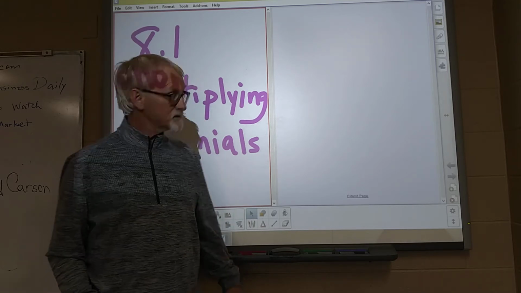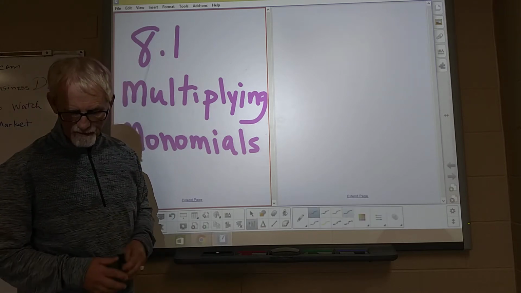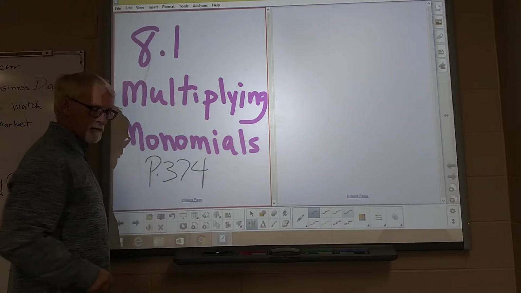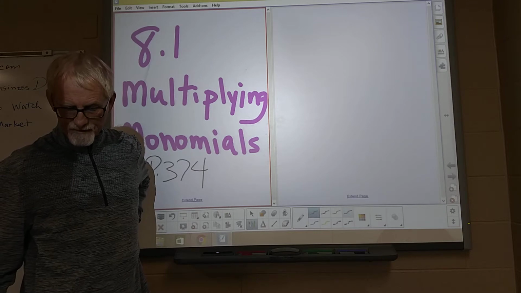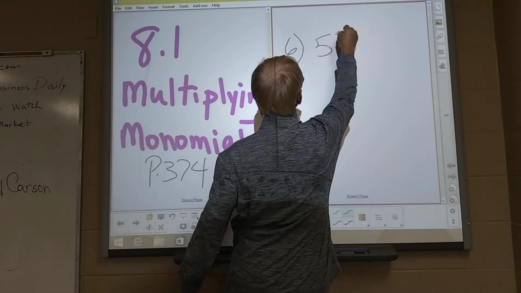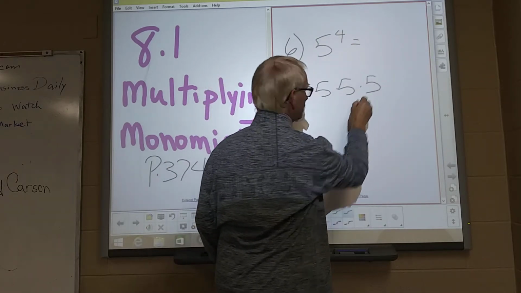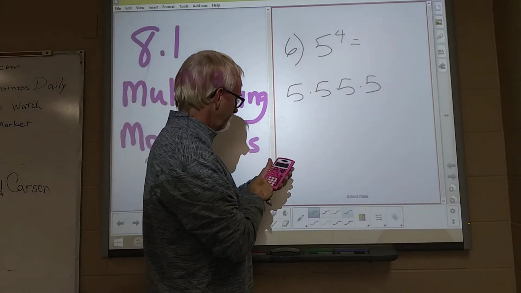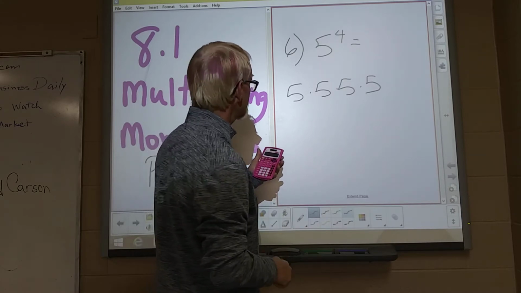So we're doing 8.1, multiplying monomials, on page 374. We'll start with number 6 and work a few of the guided practice. 5 to the 4th power is equal to 5 times 5 times 5 times 5. You can just put that into your calculator, 5 raised to the 4th power, and that's equal to 625.